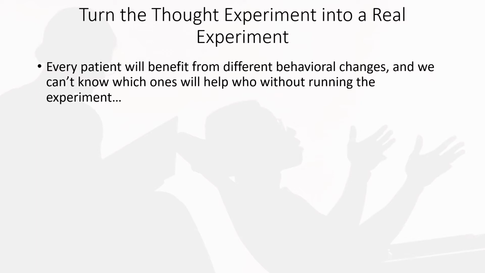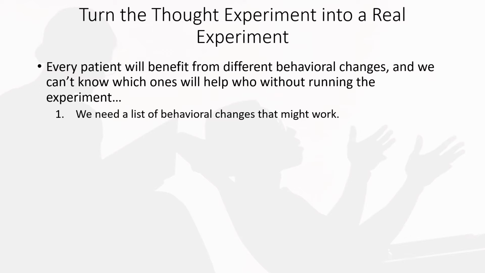I want to run some real experiments. I mean, maybe getting out of bed would work, and maybe it wouldn't. We should find out. I know that everyone can potentially benefit from different behavioral interventions, and we're not going to know which ones are going to help you without running the experiment. So what we need, I think, is a list of behavioral changes that might work.